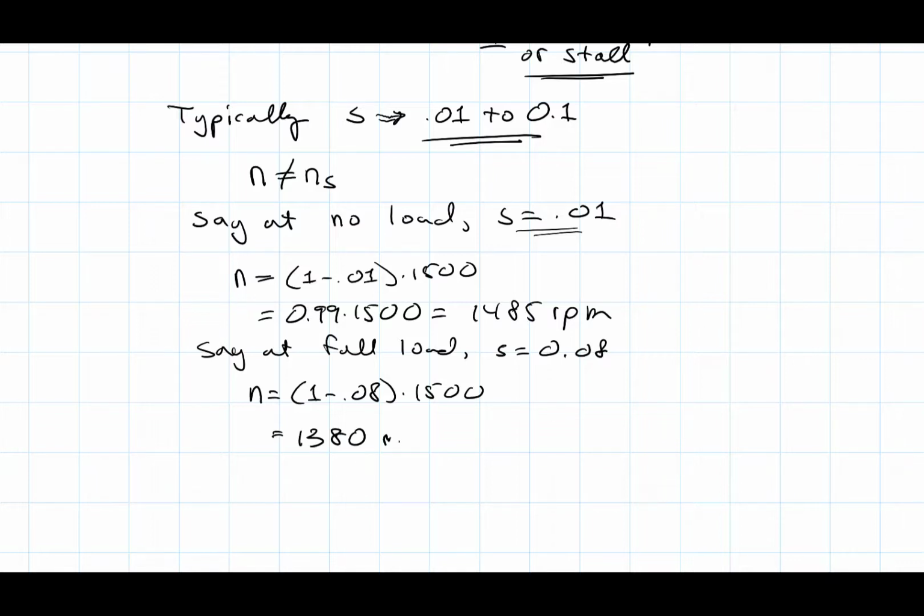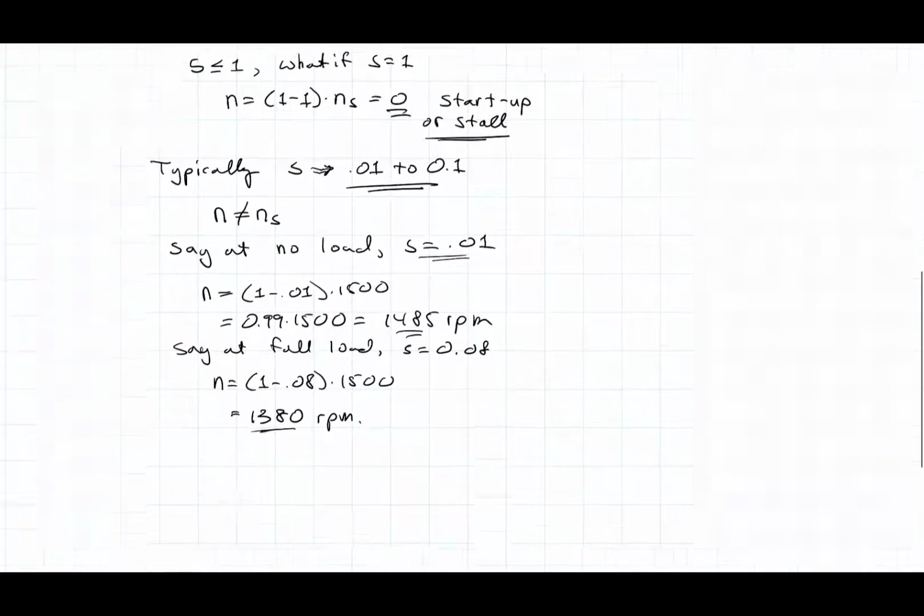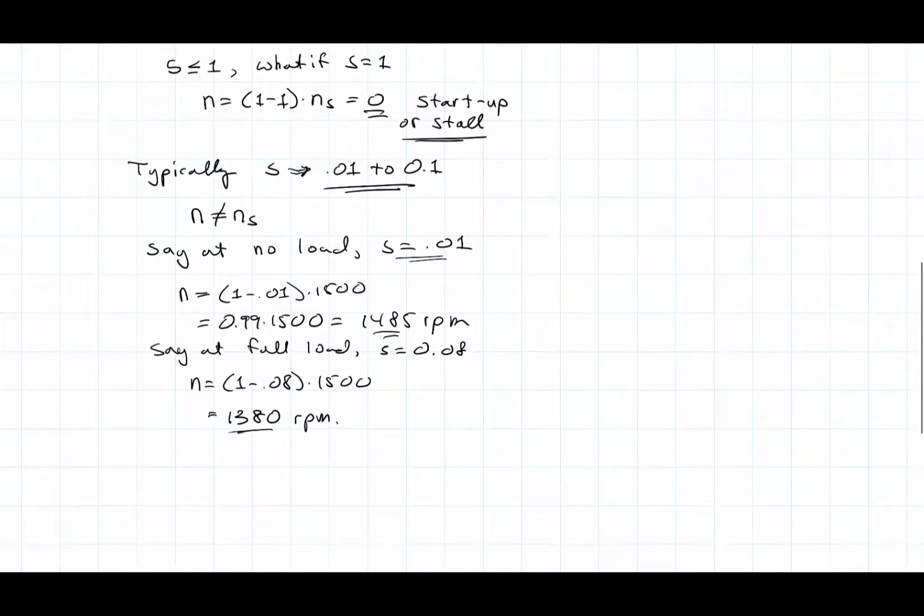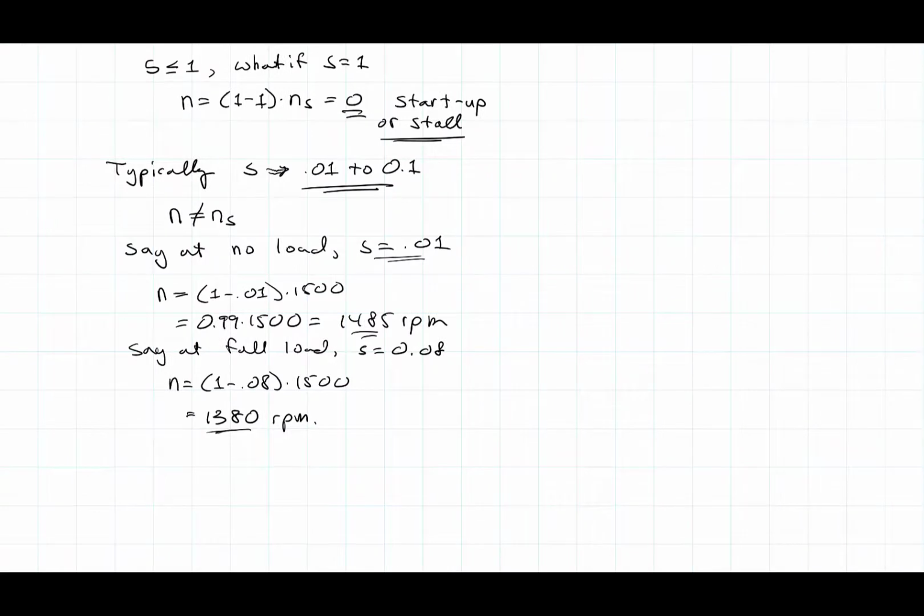So that's 1380 RPM. That's a pretty extreme range, but it is possible. So you may be asking yourself this question about slip: how do I know what the slip of a motor is?